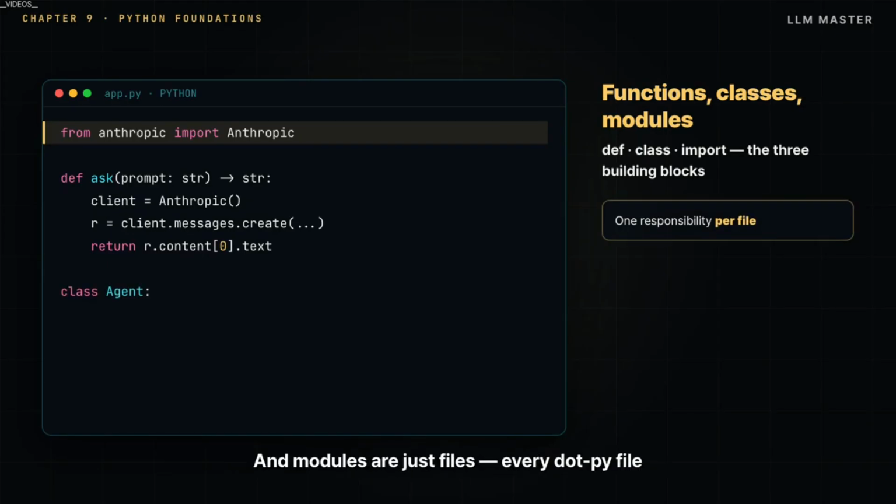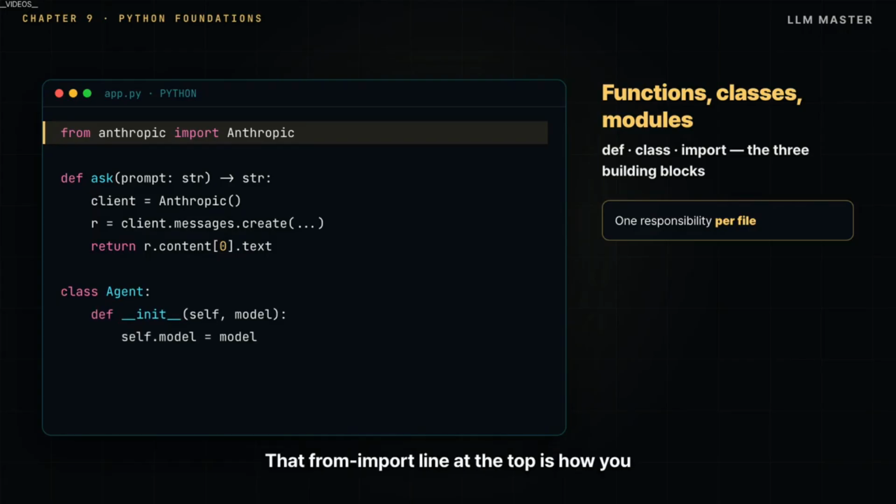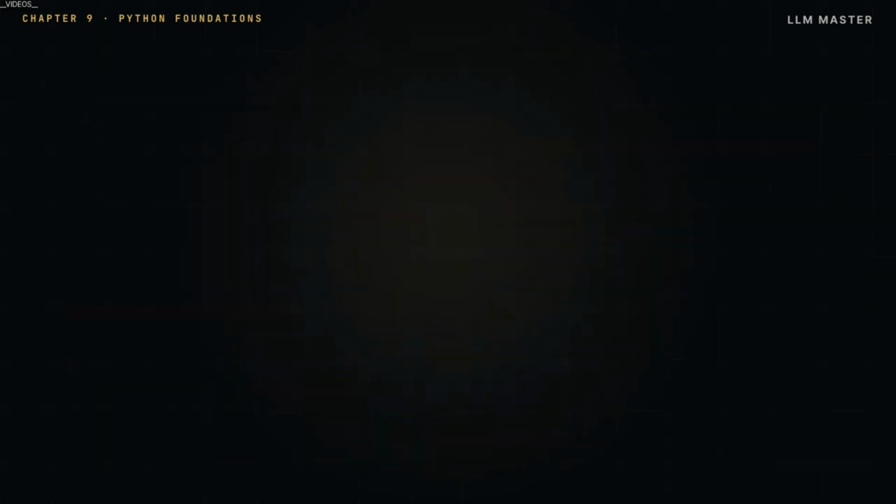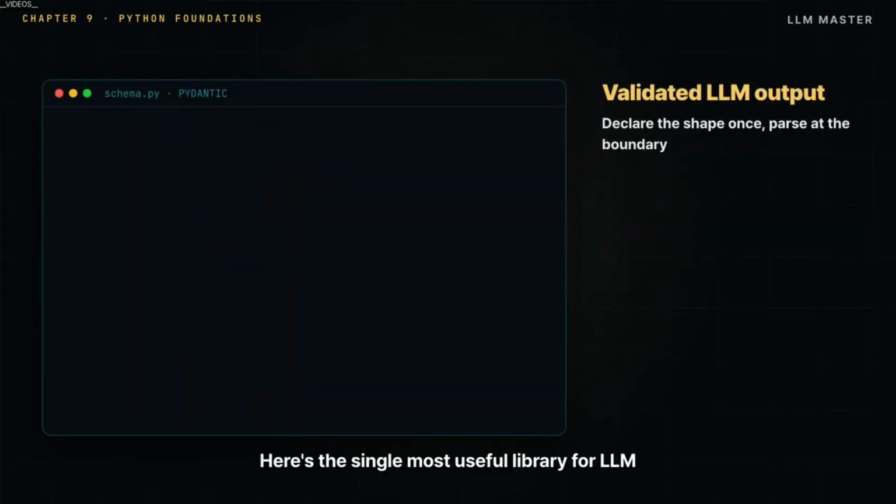And modules are just files. Every .py file is a module, and import pulls names from one file into another. That from import line at the top is how you bring in the SDK. The habit that keeps projects sane: one responsibility per file, import only what you need, and never dump everything into a single 1,000-line script.